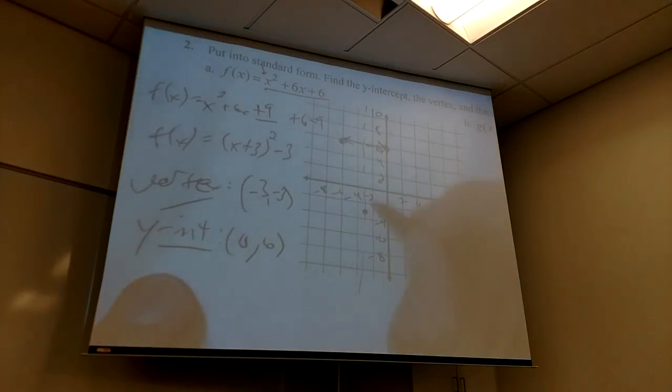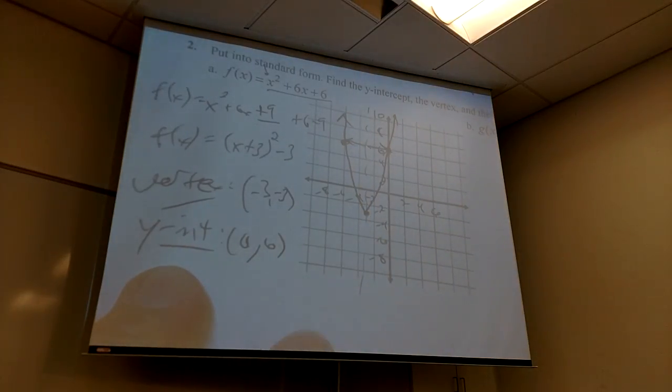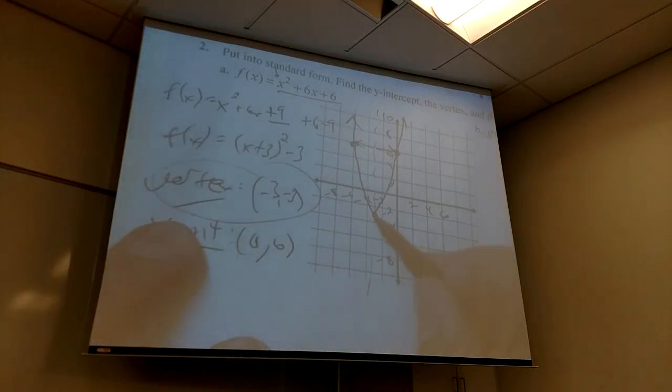And so here's the parabola. You just have to connect the dots now. The funny thing is sometimes people will plot the vertex and then they'll have it not be the turning point. So whatever the vertex is, you have to make sure that's the actual place where it turns. I'm not picking on anybody.